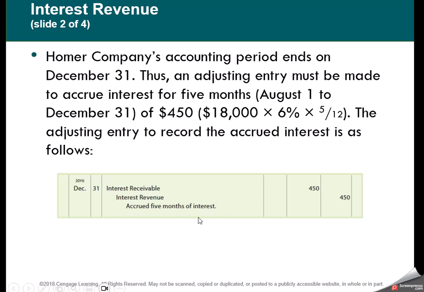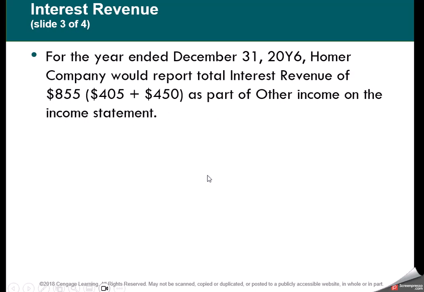Then the next period, if it were at the end of the year and we're not going to get paid until the next year, we'll accrue it. We're going to set up our own interest receivable and record that interest revenue so that we're properly matching the revenue to the period that it was earned in.